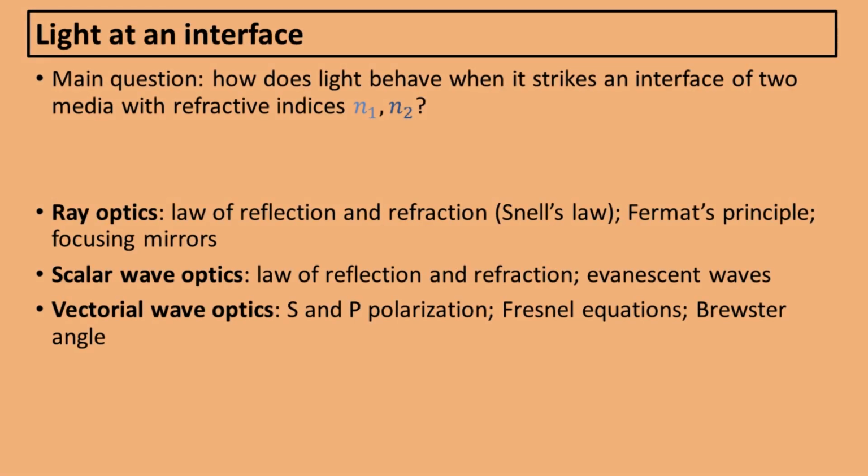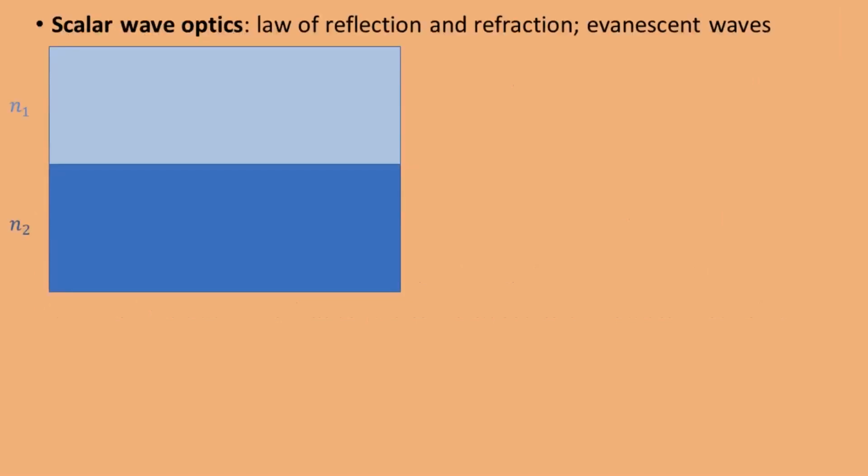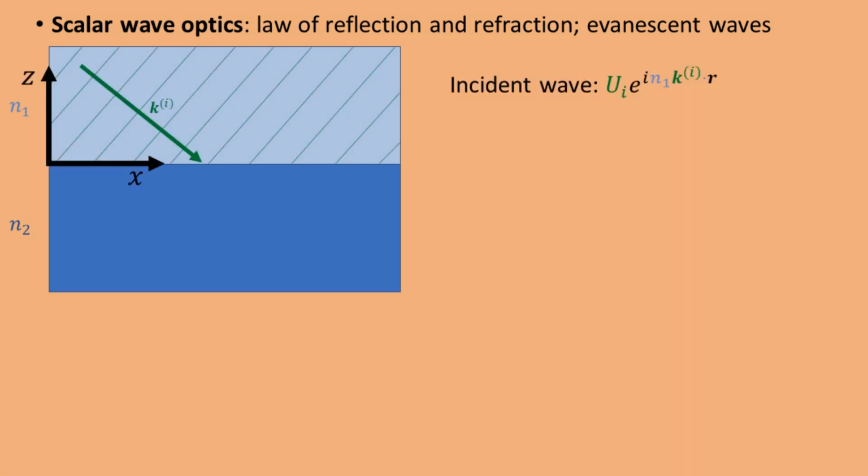Now that we have explored how we can use the ray model to describe the behavior of light at an interface, let's now see what other results we can derive using the scalar wave model of light. Suppose we again have an interface between two media with refractive indices n1 and n2. We can write the incident plane wave as its complex amplitude ui multiplied by a phase factor e to the power i n1 ki dot r, where ki is the incident wave vector and r is the position vector. More explicitly, if we assume the incident wave vector lies in the xz plane, we can write ki dot r as kxi x plus kzi z.